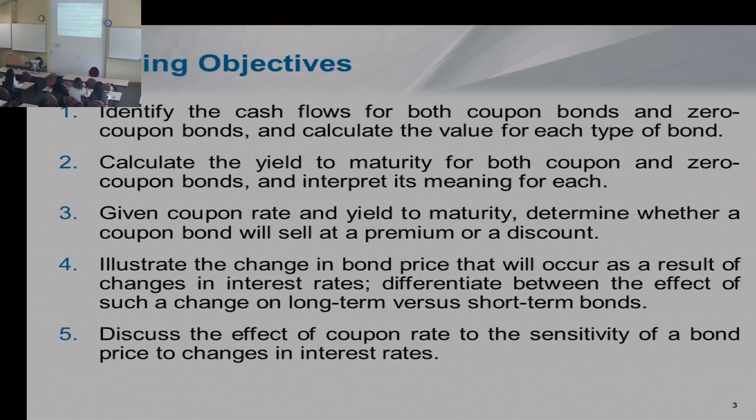Given some information, coupon bonds either sell at a premium or at a discount. Well, that's not too hard to know what that means. A premium means it's more than the face value. Discount is it's less than the face value. What happens to bond prices when interest rates change?